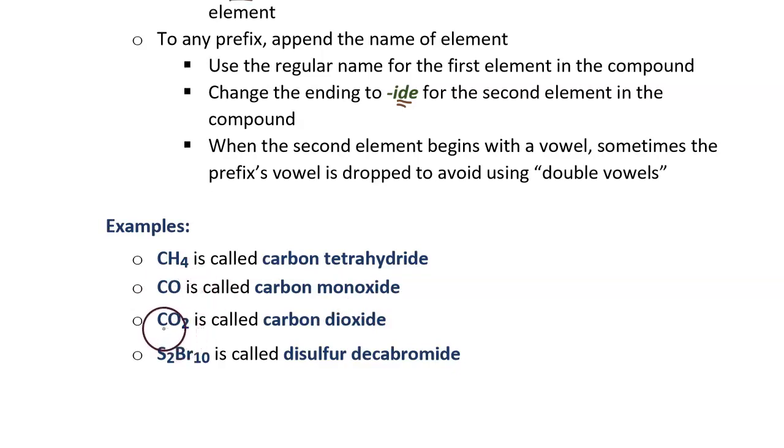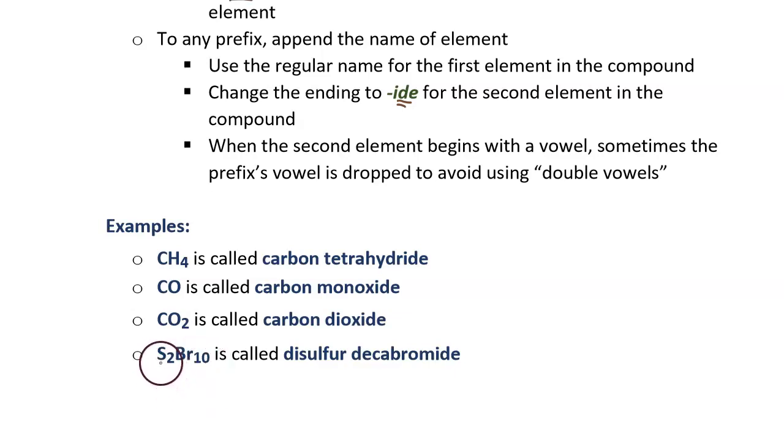Look at this third one, CO2. The letter C is by itself, so just carbon, not dicarbon, not tricarbon or anything, because there's only one C. The letter O, though, there's 2 of those, and the prefix for 2 is di, so you say dioxide. That's carbon dioxide.